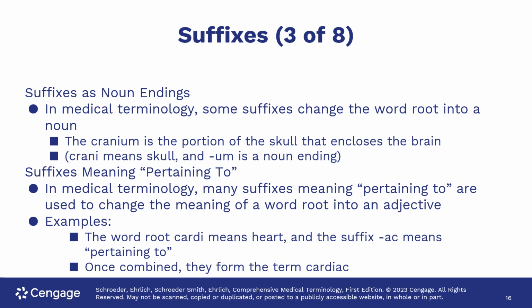In this field, sometimes the suffix changes the word root into a noun. So for example, crani means skull, and um is a noun ending. So cranium means your skull. The word root cardi means heart, and the suffix ac means pertaining to. So cardiac means pertaining to the heart.